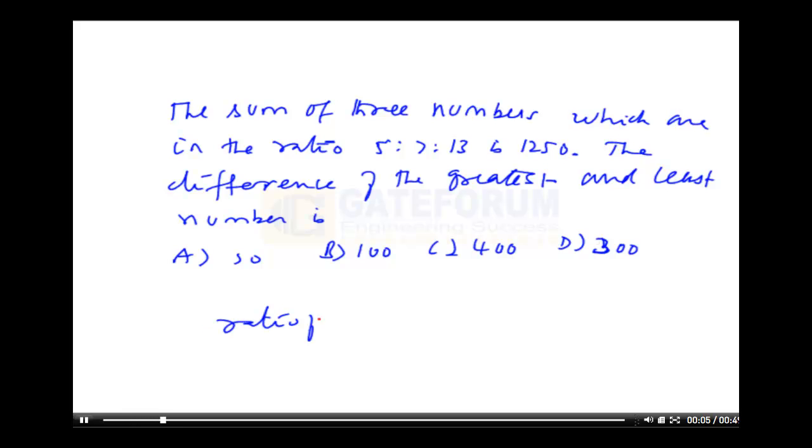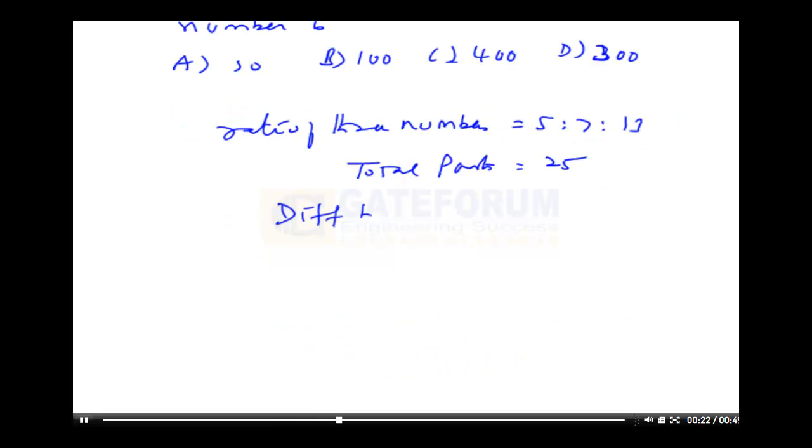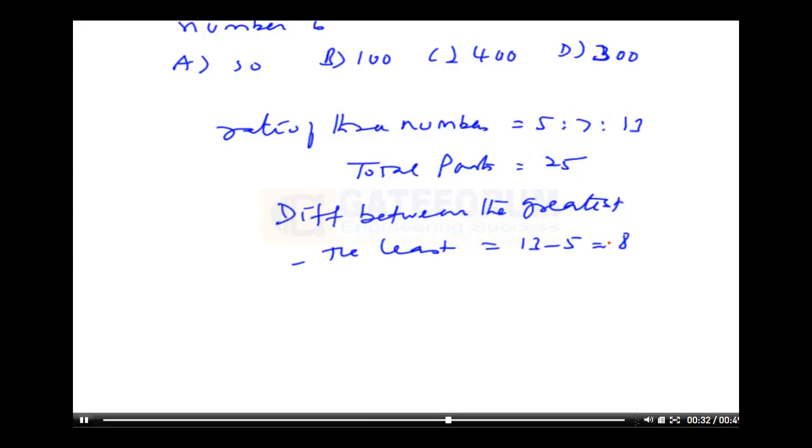Ratio of three numbers is 5 is to 7 is to 13. Total parts, if you add up, you get 25, and the difference between the greatest and the least is 13 minus 5, which is 8 parts.